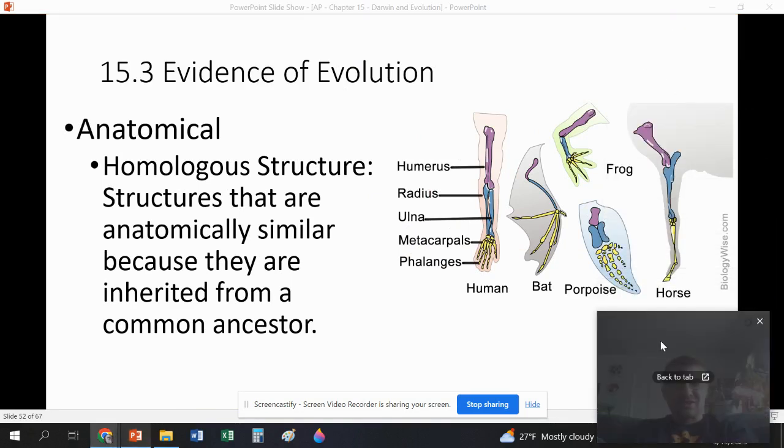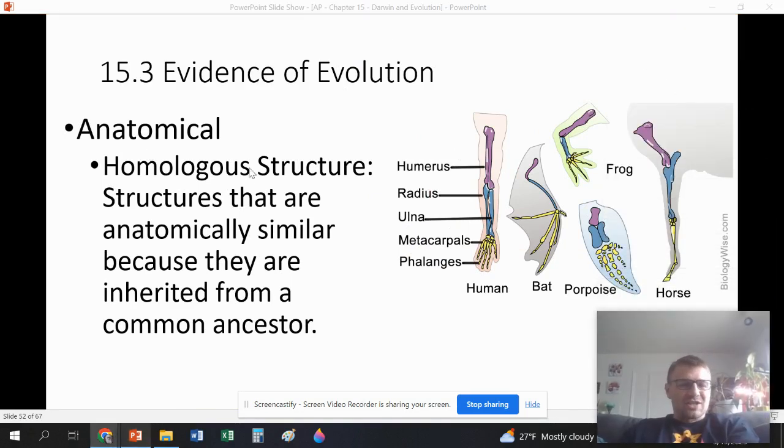Anatomical. Now we're getting to the A. This is homologous structures. These are structures that are anatomically similar because they are inherited from a common ancestor. You can see all of these species share this one bone, two bone, many bone feature because they all evolved from Tiktaalik having that one bone, two bone, many bone. But each of these species differs in how they use them. They all evolved over millions of years to have a different structure and function for each of these species.